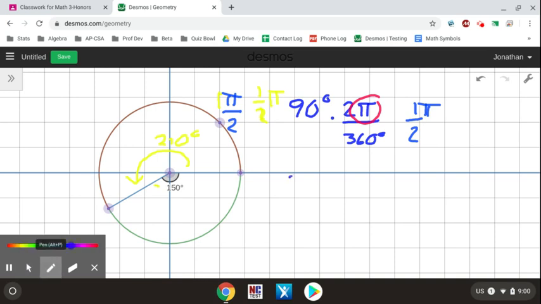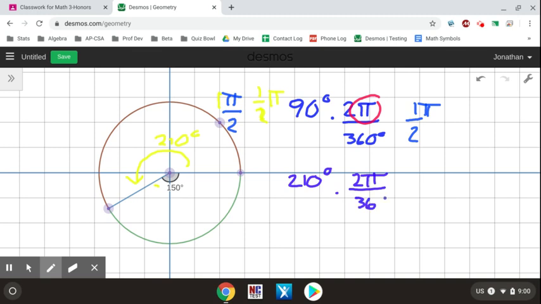I can take 210 and multiply it by 2 pi over 360. Once again, the reason 360 is on the bottom is I'm trying to cancel out my degrees, and they cancel out nicely. And then I have 210 times 2 is 420 over 360.